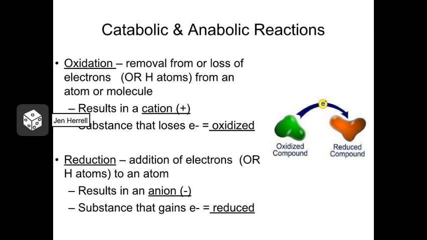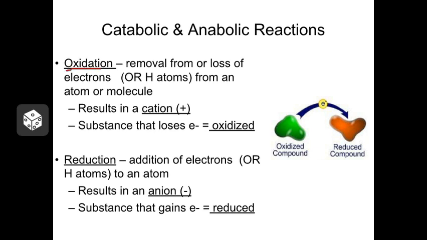Next, let's look at a few specific examples of catabolic and anabolic reactions. First, we have a set that we've talked about before, oxidation and reduction. Oxidation and reduction reactions produce ions. So they have to do with the transfer of electrons from one molecule to another.